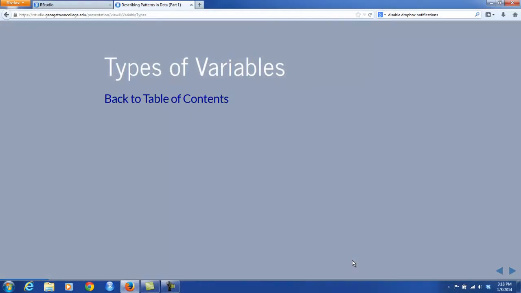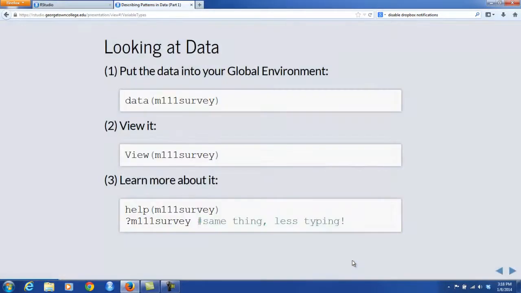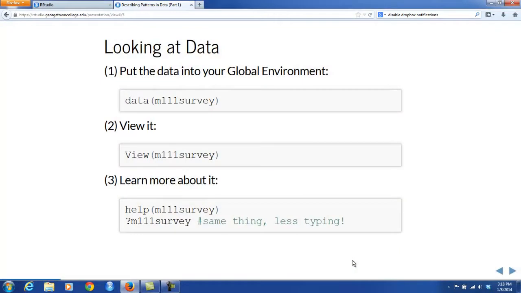So, types of variables. We'll need an example data frame. So let's look at M111 survey. This was a survey given to 71 students who were enrolled in Math 111, all of the sections of that course, at Georgetown College back in the fall of 2012.